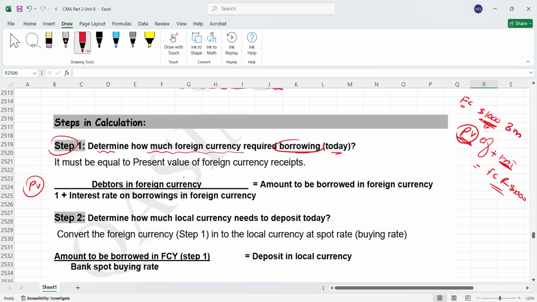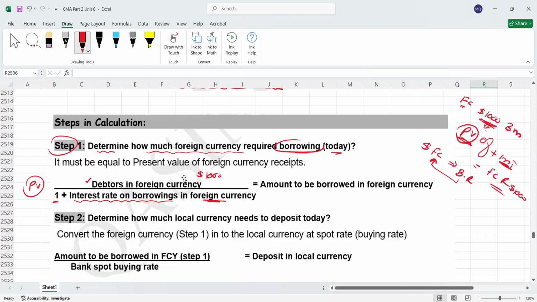You will take here debtors in the foreign currency, which in my example is $1,000. Then we will divide by one plus the interest rate on borrowing in foreign currency. Please remember, dollar is my foreign currency, right? So I have to take the borrowing rate of dollar.